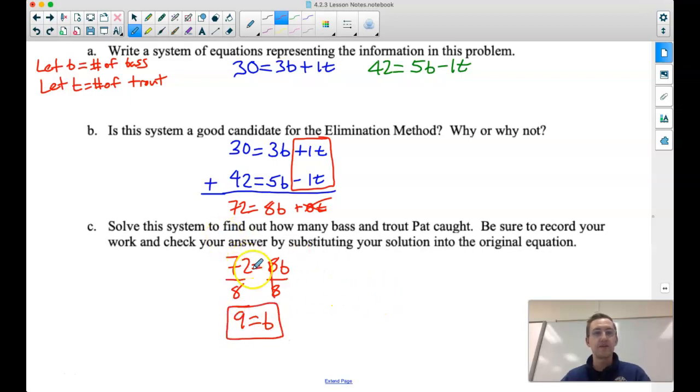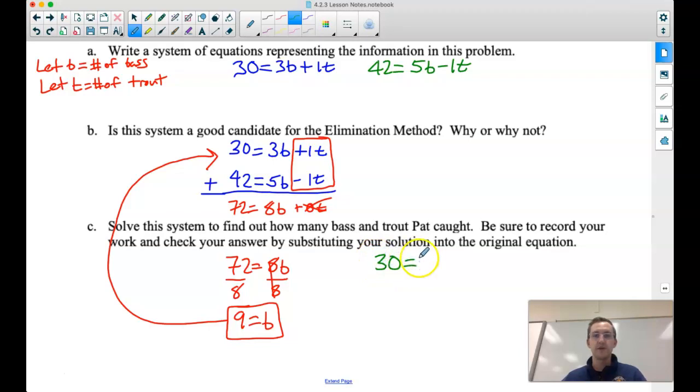And again, if we want to find the number of trout that we caught next, what we're going to do is take this 9, plug it in for b into one of our two equations. Let's just pick the top one. And when we do that, I'm going to write it down here in green. We have 30 is equal to 3 times 9, which is the number of bass, plus our 1t. 3 times 9 is 27, so 30 is equal to 27 plus t.